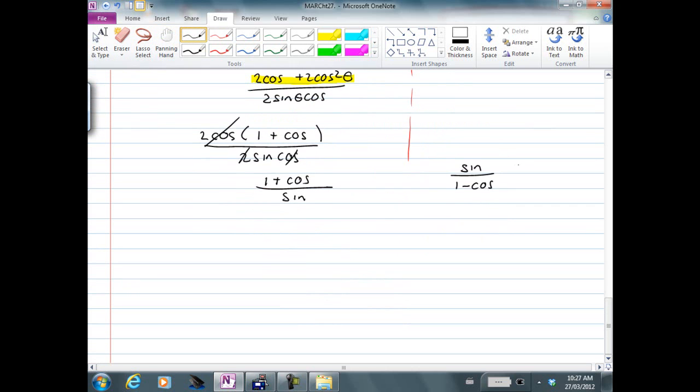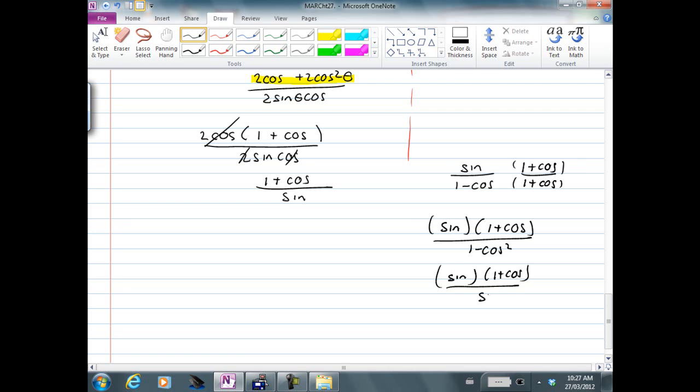I'm going to work with the right side. 1 plus cos, 1 plus cos. And that's all we're going to do. And you get sine. And notice, I'm not multiplying up the top part. I only work with the conjugate part over 1 minus cos squared. That becomes sine 1 plus cos over sine squared. Cancel them out. 1 plus cos over sine. Hey, left side, right side.